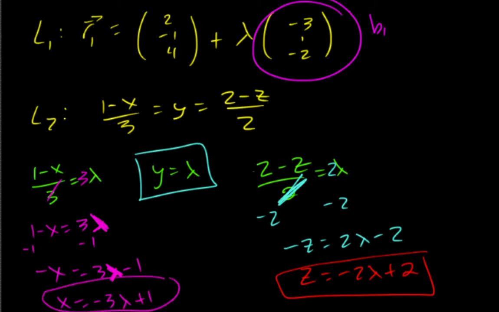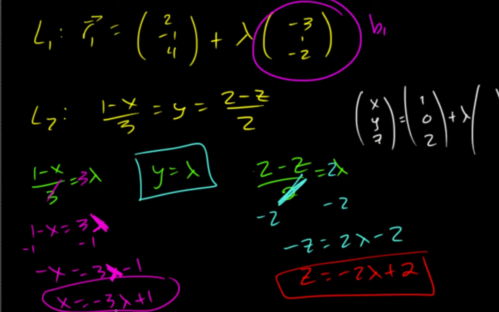Okay, so when I put this in vector notation, I'm going to get x, y, z is equal to all the numbers that are not attached to lambda. Let's start with x: x would be a 1, y would be a 0, and z would be a 2. And now all the numbers that are attached to lambda, so -3, 1, and -2. Okay, so our B2 is this direction vector.